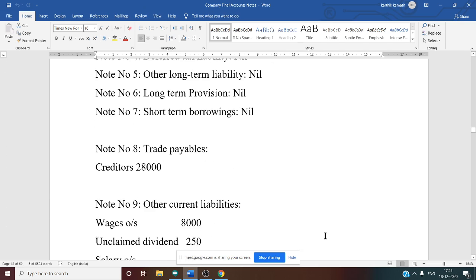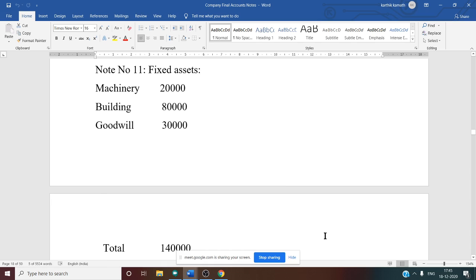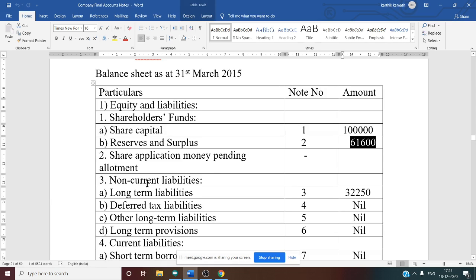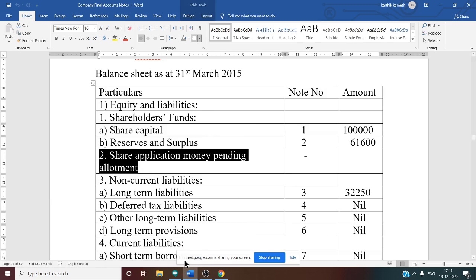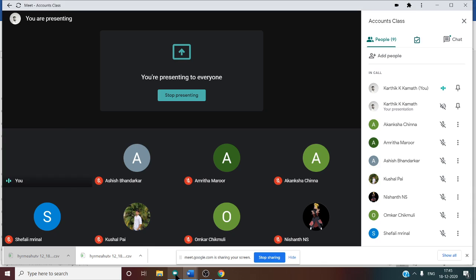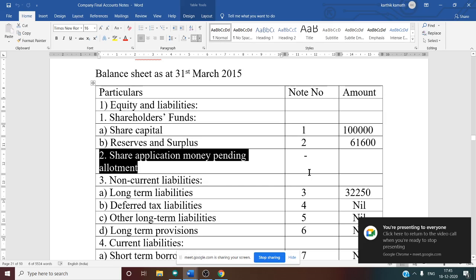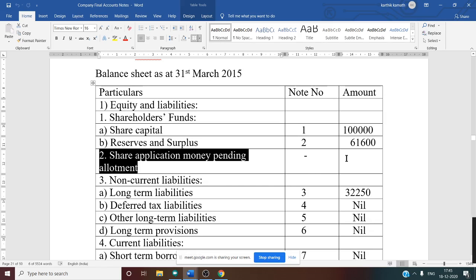Like this you have to do for all the working notes. 61,600 we have written. Then share application money pending allotment, that is not given in the question. That means company has not received any money from the public, and the company is not due to make any allotment to the public. That is why here a dash. Anyways, working note number for share application money pending allotment is not there. You have to write dash, and amount column no information. Nil you can take, or not applicable you can write.